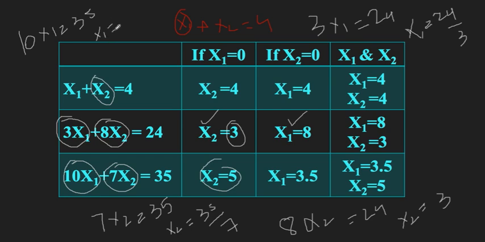x1 will be 35 divided by 10. Right? So 35 divided by 10 is how much? 35 divided by 10 is 3.5. That is what we got here. That is 3.5. Fine. So x1 is 3.5 and x2 is how much? x2 is 5. Right? Did you understand this?